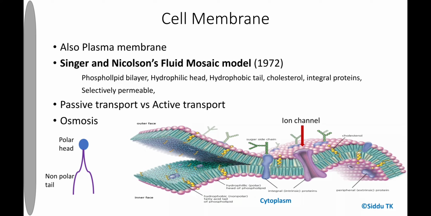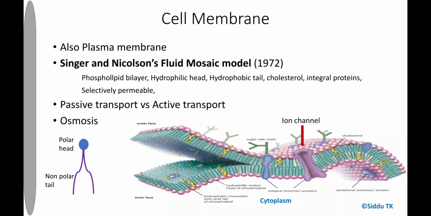The membrane is selectively permeable. What is permeability? It is the quality of a membrane to allow molecules to pass through it. If the membrane allows every type of molecule to pass, then that membrane is fully permeable. If the membrane allows only certain molecules to pass through it, then that membrane is called selectively permeable.